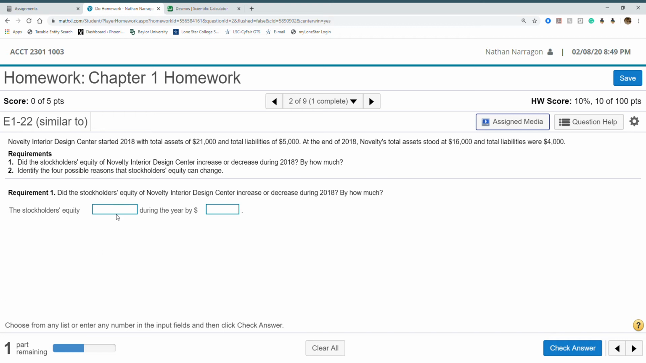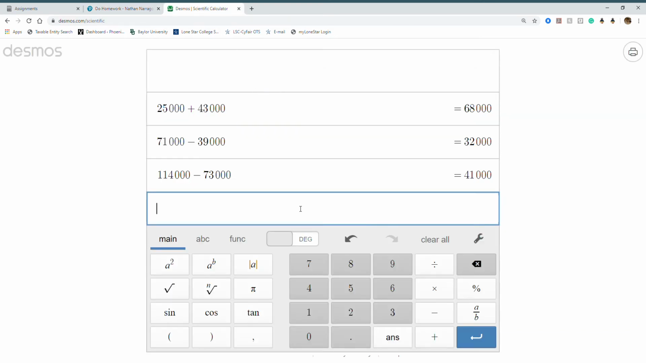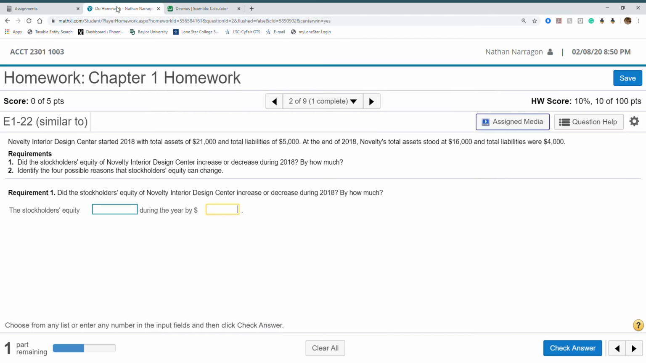Looks like there's our drop-down menu. And then, of course, we got to put in the number. So, we basically got to figure out what's our stockholders' equity. With this one, again, I have total assets, total liabilities. So, using the accounting equation, assets equal liabilities plus equity. I know if I take 21,000 minus 5 grand, I'm at 16. And again, your numbers are going to be different because this is similar to, but the concept is going to be the same.